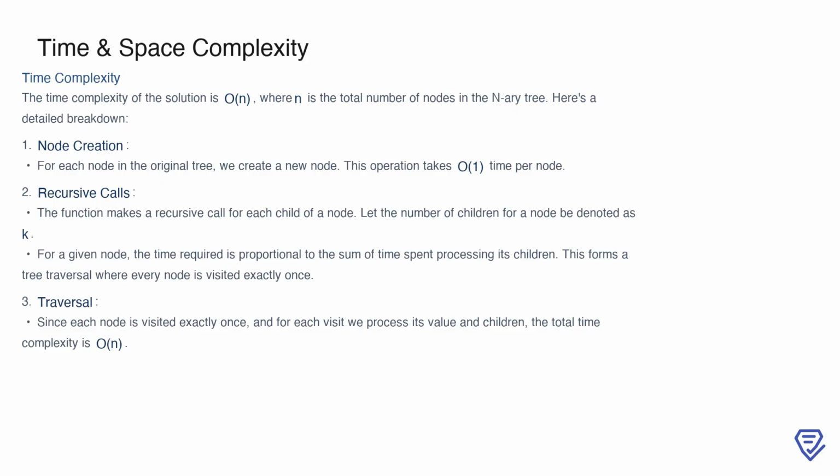Additionally, the recursive function makes a call for each child of a node. If a node has k children, the time taken will be proportional to the sum of the time spent processing each child. Since this structure forms a tree traversal, the result is that we visit each node exactly once, processing its value and children. This cumulative process confirms that the overall time complexity for cloning the tree is O(n).